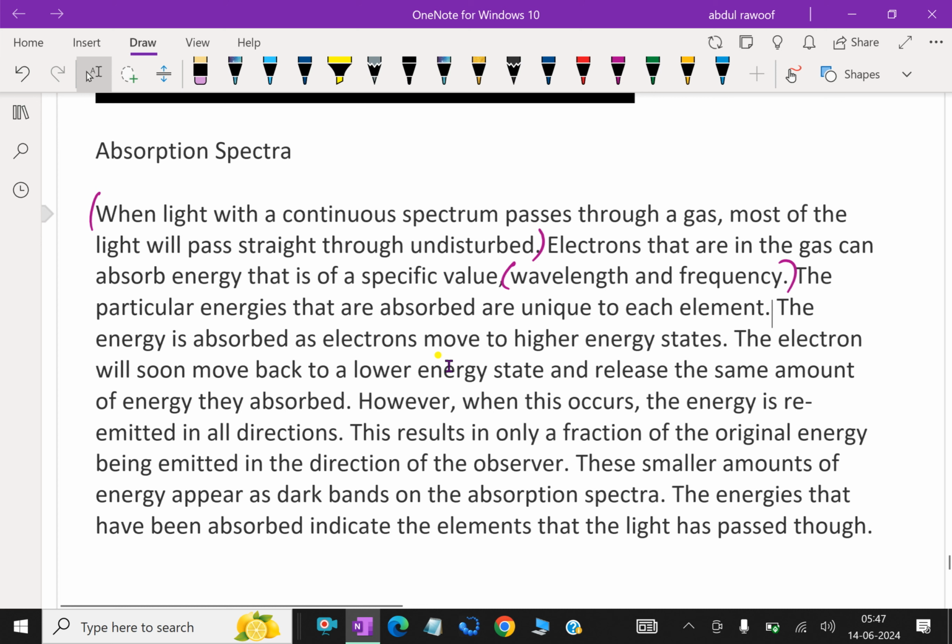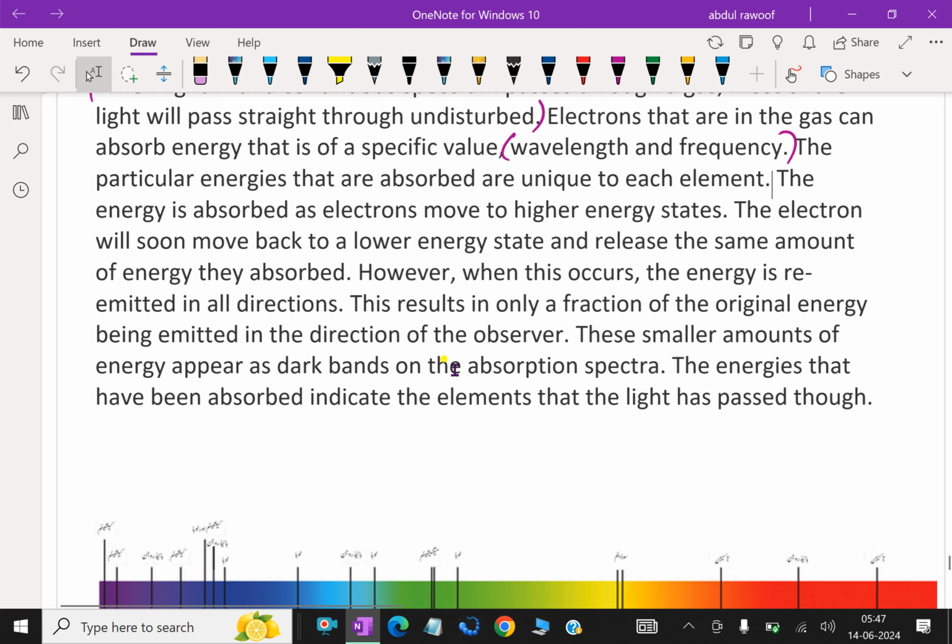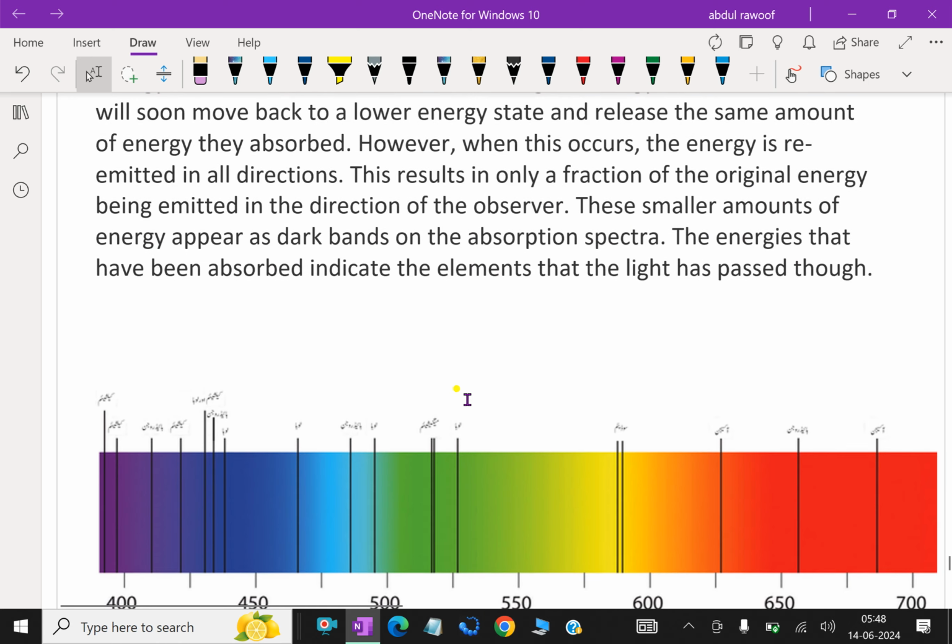The particular energies that are absorbed are unique to each element. The energy is absorbed as electrons move to higher energy states. The electron will soon move back to a lower energy state and release the same amount of energy it absorbed. However, when this occurs, the energy is re-emitted in all directions. This results in only a fraction of the original energy being emitted in the direction of the observer. This smaller amount of energy appears as dark bands on absorption spectra. The energies that have been absorbed indicate the elements that the light has passed through.